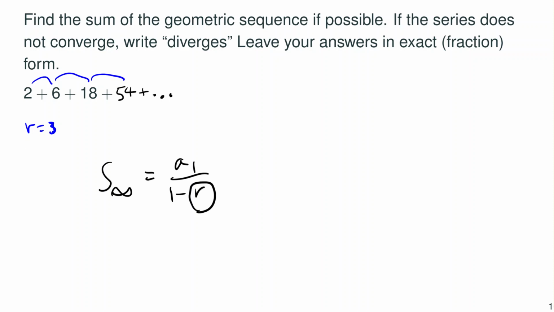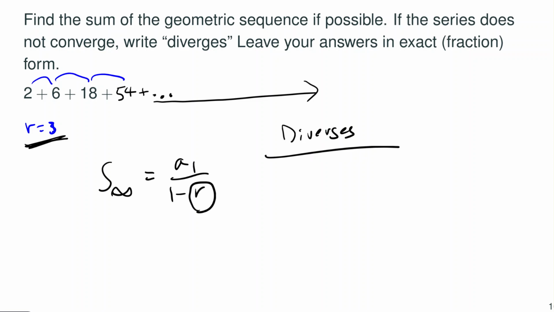So in this case, the common ratio is 3. That means the number is getting bigger and bigger. So the sum does not exist. The sum diverges. We can just write diverges. The sum does not exist, because we keep adding bigger and bigger numbers, so it goes to infinity, essentially.